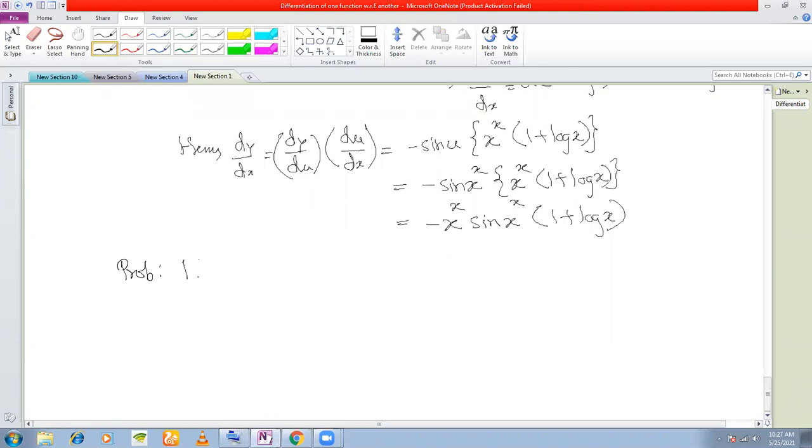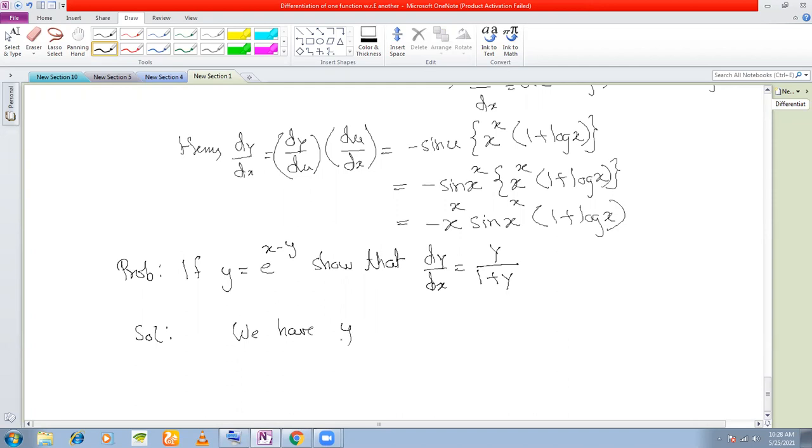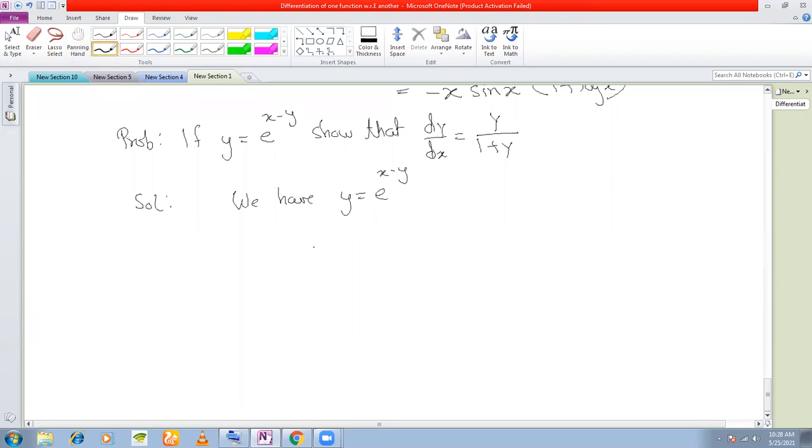If y is equal to e to the power of x minus y, show that dy dx is equal to y by 1 plus y. So we have y is equal to e to the power of x minus y. Take log on both sides. This you can actually differentiate directly also, but taking logs will make it easier.